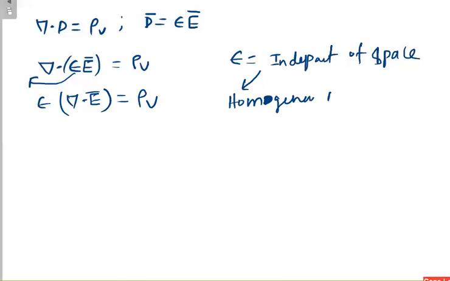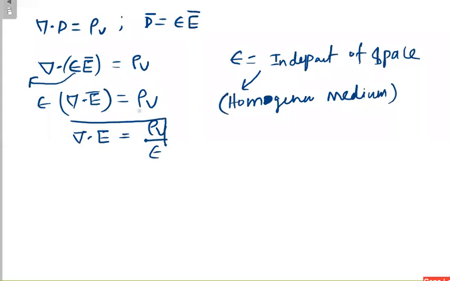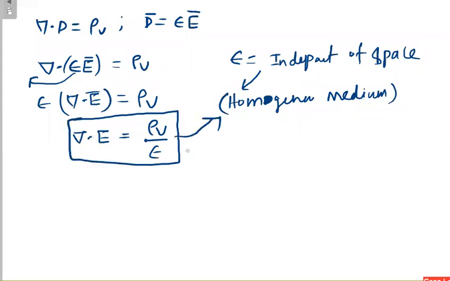Homogeneous medium. That means the medium property is the same everywhere. You go anywhere in the coordinate system and your epsilon is constant, independent of space, then your system is called a homogeneous medium. Once it is a homogeneous medium, you can write del dot E is equal to rho V divided by epsilon. This is true for homogeneous medium. Please be careful. This is true only for homogeneous medium.